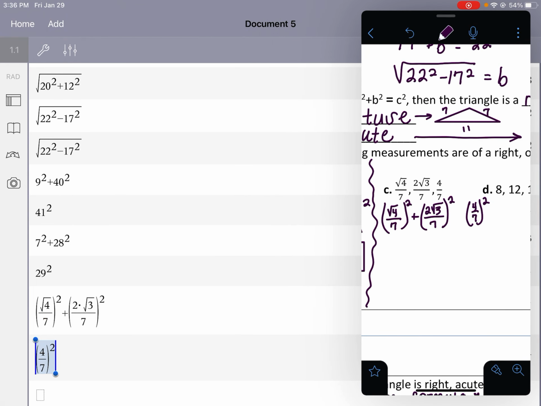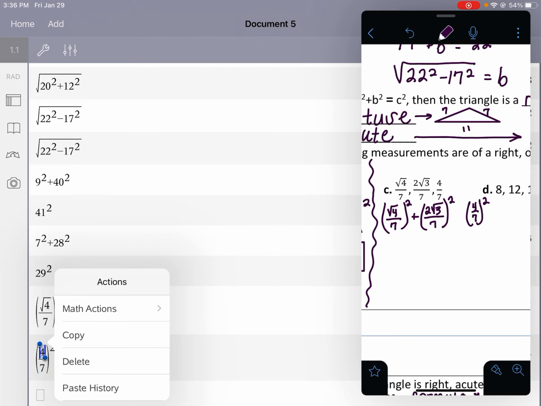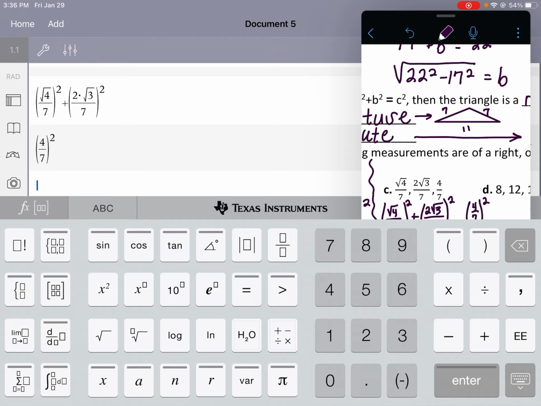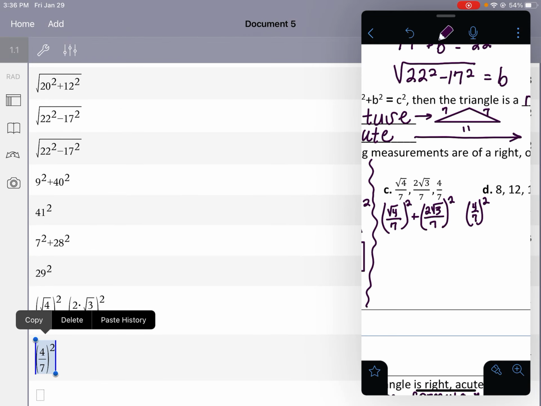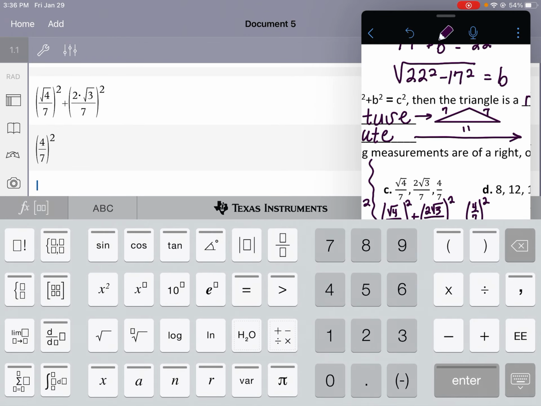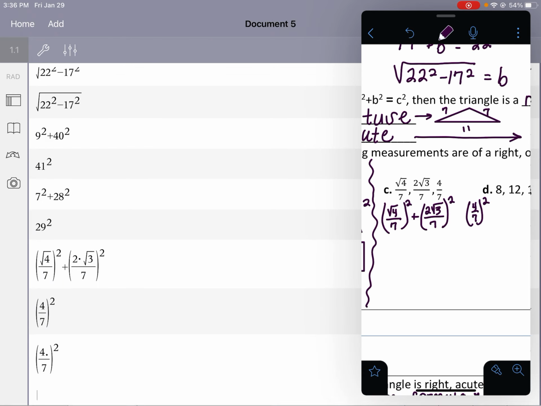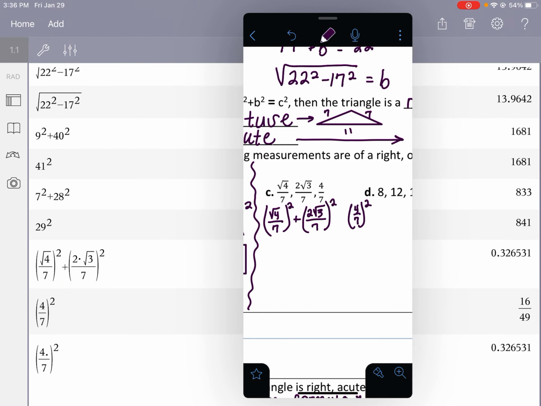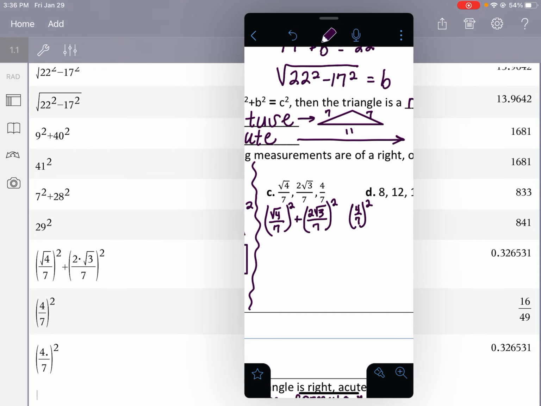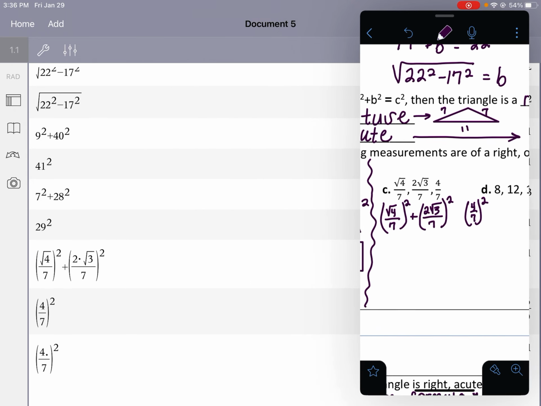And copy. Oh, I didn't mean to copy that. Okay, so I'm just going to put a decimal right there next to the 4. Okay, so now we have that in decimal form. Okay, so it looks like we got the exact same thing. 0.326531 is for both. So that's going to round to 0.3.